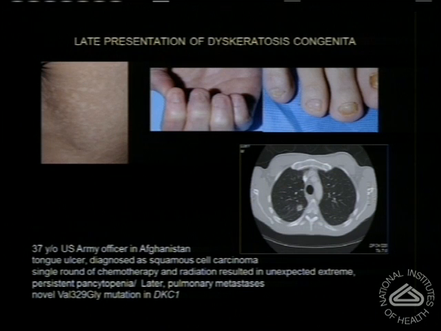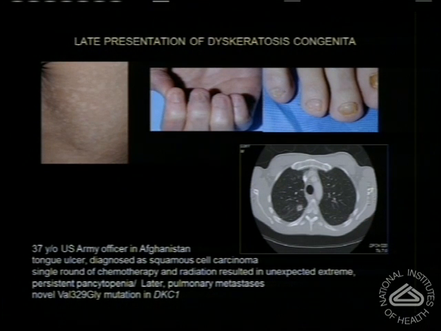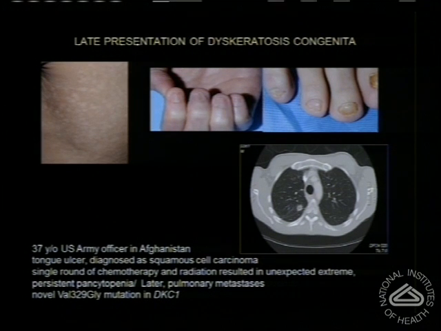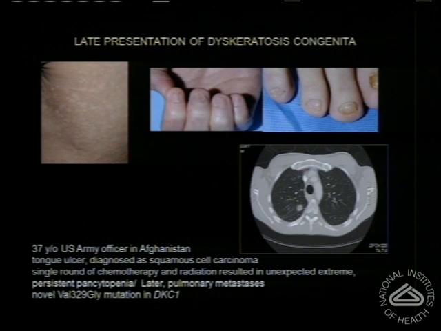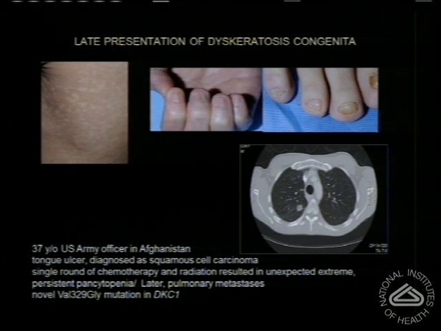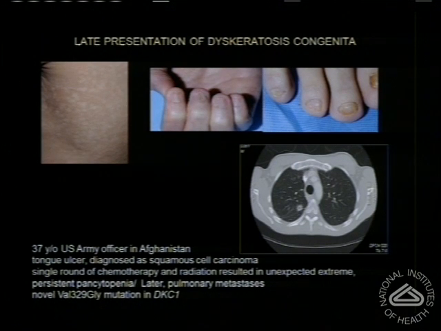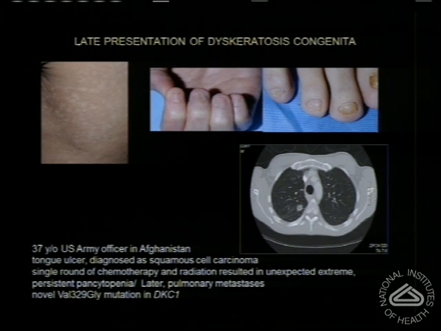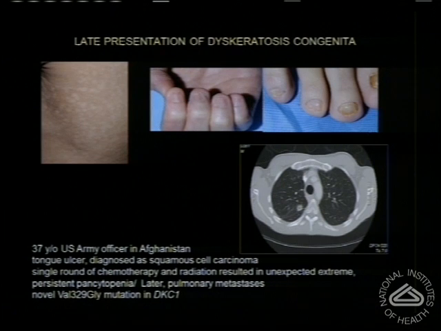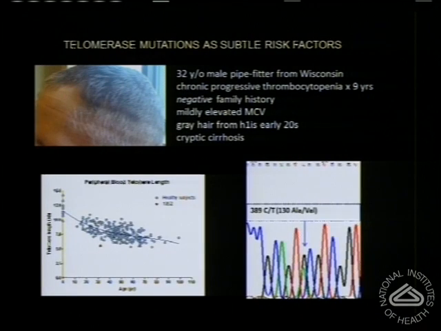But this is a guy who was in the Army. He was actually airlifted out of Afghanistan. He had normal blood counts, but he had tongue cancer. And that's extremely prevalent in patients with dyskeratosis congenita. And a really excellent Army hematologist made the diagnosis of dyskeratosis congenita in this patient just by looking at the nails. He got a single round of chemotherapy for his metastatic lung cancer. That's what the CT scan is showing you. And his blood counts completely disappeared. So he had an underlying bone marrow problem that didn't become manifest until he was challenged with chemotherapy. And we identified a gene in the dyskeratosis protein, which is a protein that stabilizes the telomerase complex and is really critical.